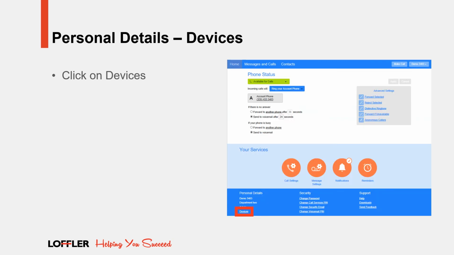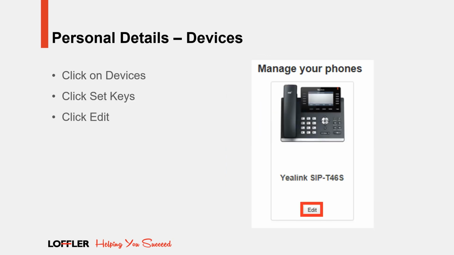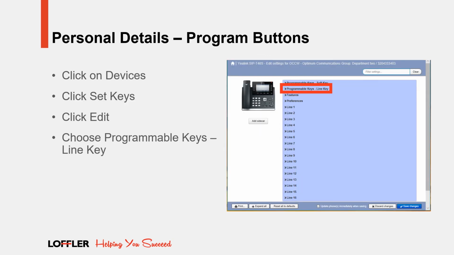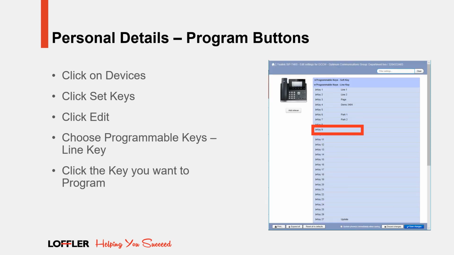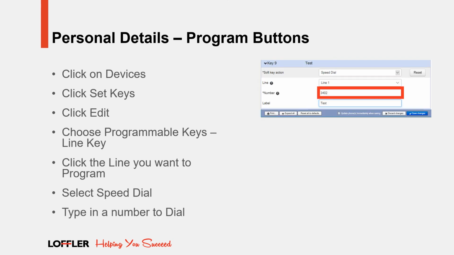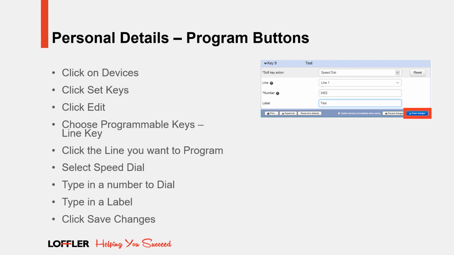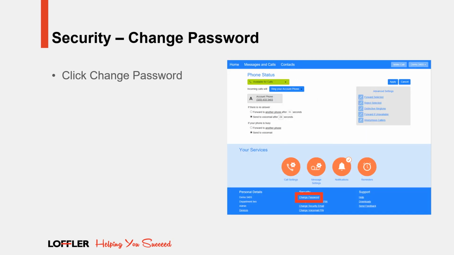To program speed dial buttons on your phone, click Devices. Click Set Keys. Click Edit. Choose Programmable Keys, Line Key. Click the key you want to program. Select Speed Dial from the drop-down list, type in a number to dial, enter a label for the key, and click Save Changes.